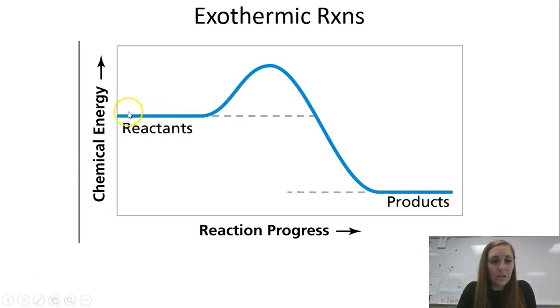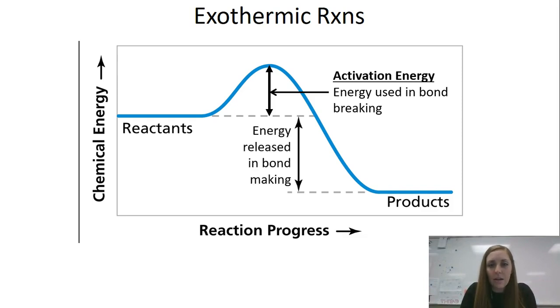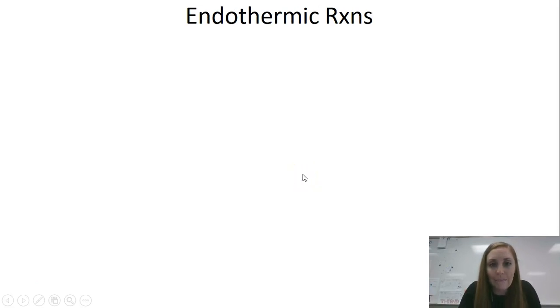So here is the energy of the reactants. This is the energy stored in the bonds. Then you have to put in energy. This is the activation energy. That's the energy it requires to break all those bonds in your reactants. And then this is the energy that's released from here to here, but this is the difference. So this is what's released as heat.